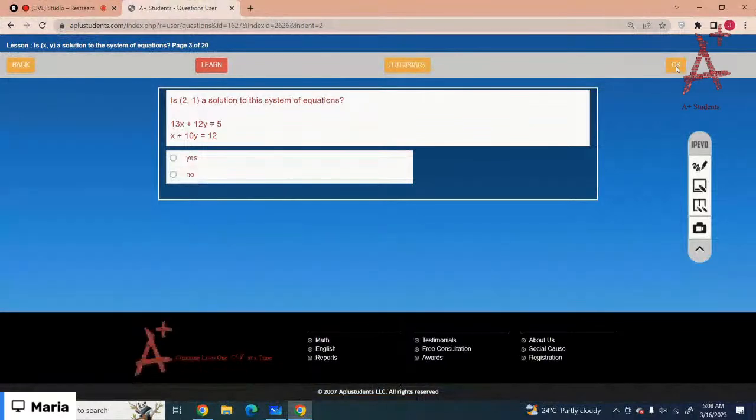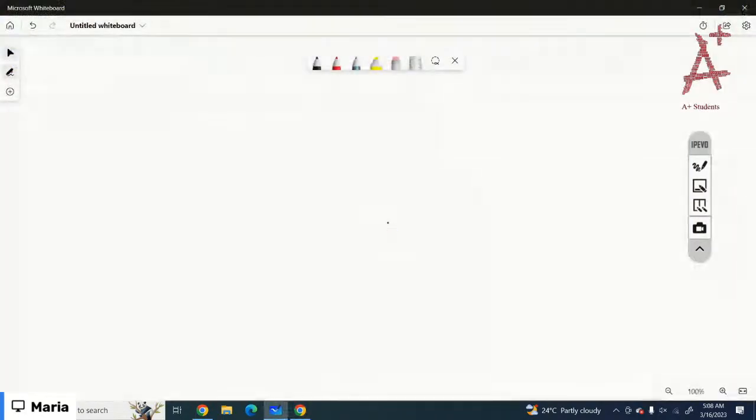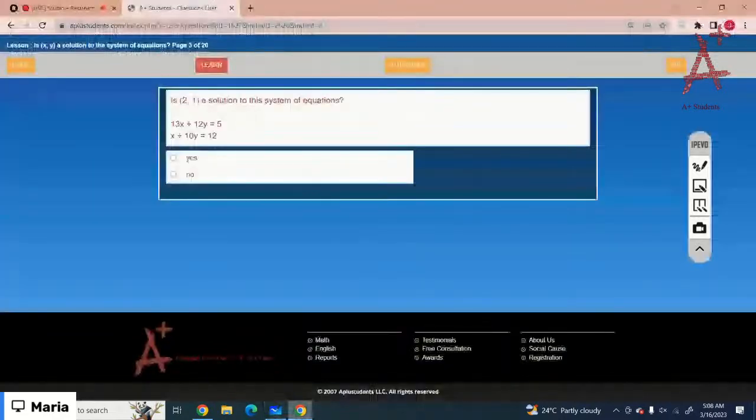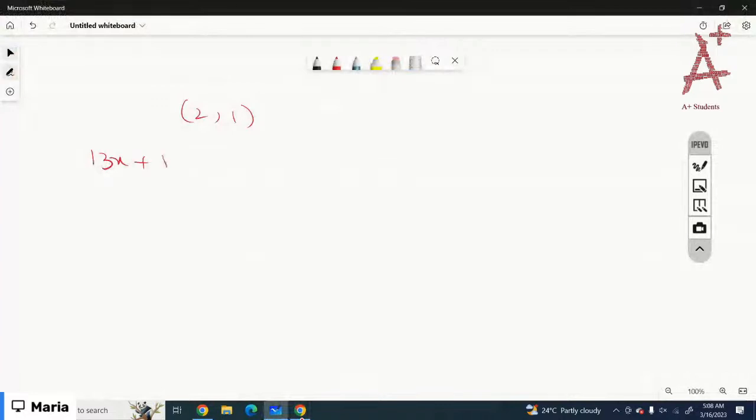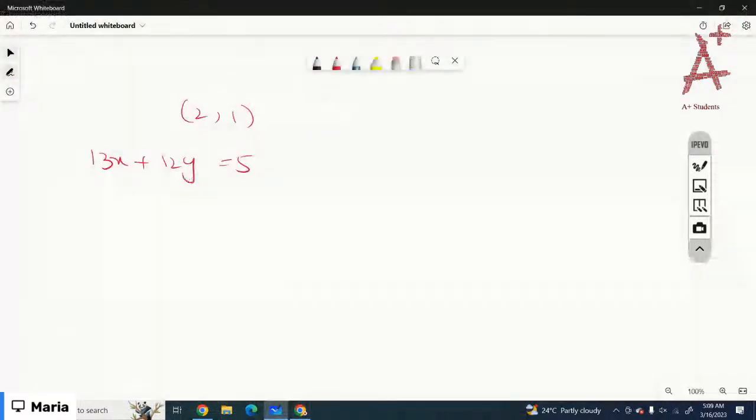Okay, is (2, 1) a solution of the system of equations? The point is (2, 1). The equations are 13x + 12y = 5, and the second equation is x + 10y = 12. x is 2, y is 1. Let's just put the point in.